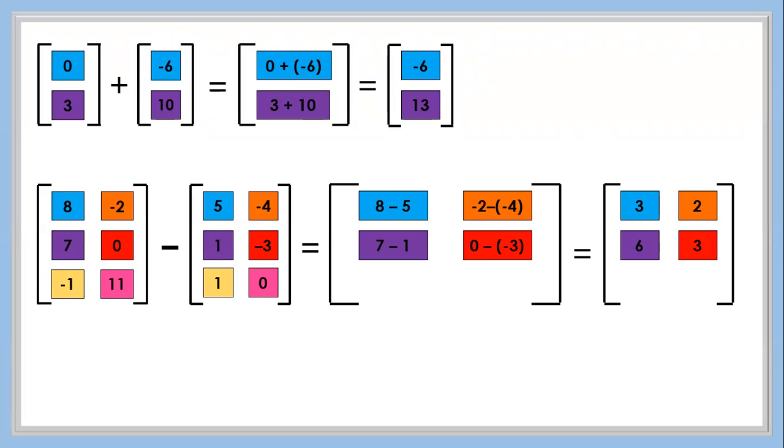Fifth with fifth, -1 subtract 1. My result is -2. And sixth with sixth, 11 subtract 0. My answer is 11. Did you get 3, 2, 6, 3, -2, 11 for your answer? Fantastic.